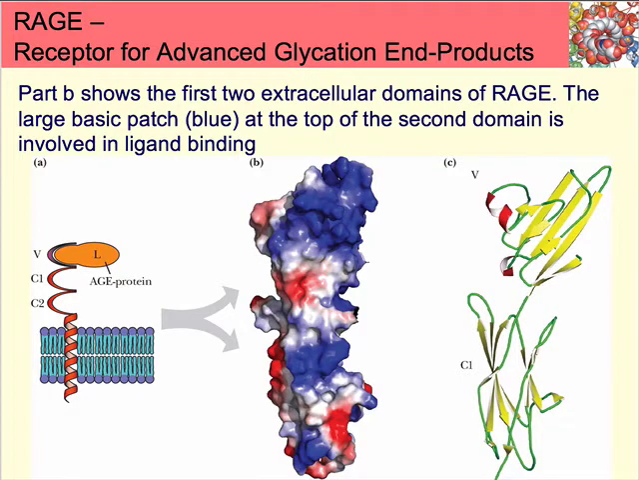This shows the structure of 2 of the domains of the RAGE receptor, and you can see the large basic patches right here in the blue, here and here. The large basic patch at the top of the second domain is involved in ligand binding.